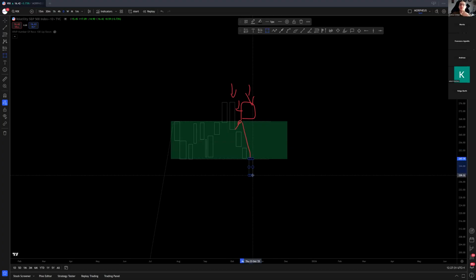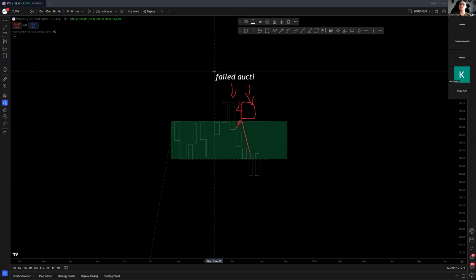The same thing can happen here. Price tries to get lower and then closes back inside. This is the so-called break-in. And in the order flow space, we call these phases failed auctions.